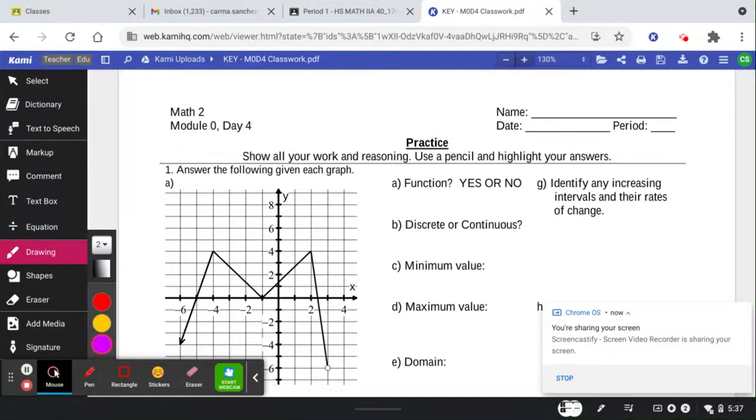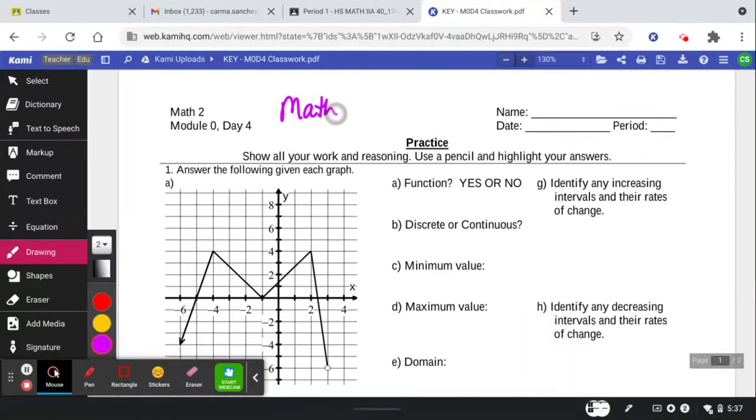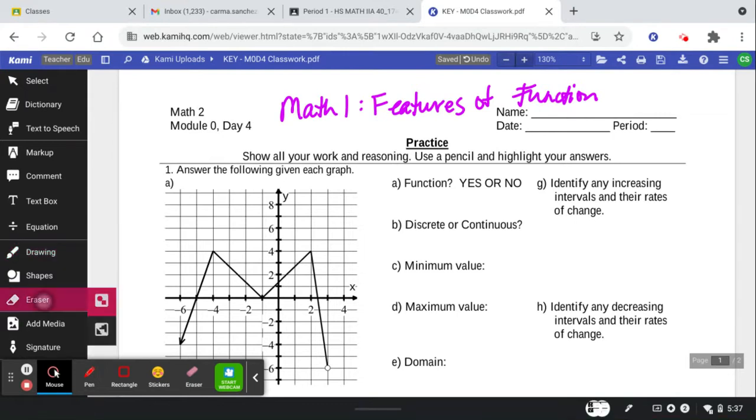All right, let's do this quick Math 1 review of the features of functions. We're going to keep reviewing this over and over again because it really comes up in Chapter 4 in Module 4 right before we go to the winter break. So don't worry if right now it still feels like it's all brand new. We're going to keep reviewing until it feels like second nature, okay?